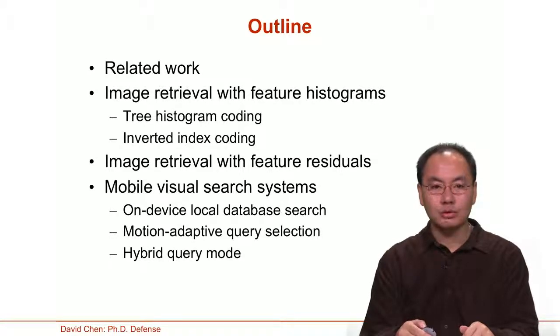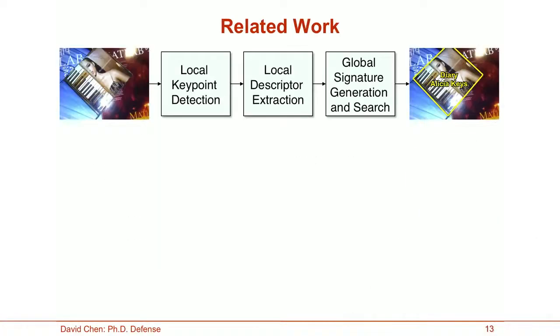After that, I will describe image retrieval with feature residuals, where I've developed a very compact signature for searching a large database of images. I'll then use this compact signature to build efficient mobile visual search systems, where I'll talk about an on-device local database search, a motion-adaptive query selection mechanism, and a hybrid query mode.